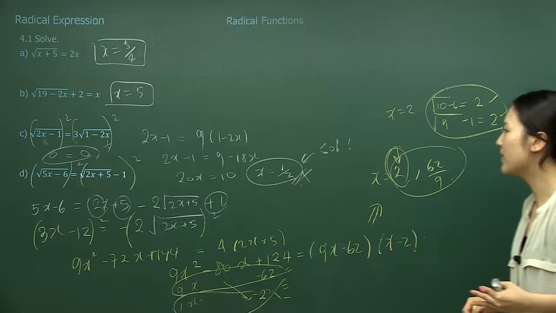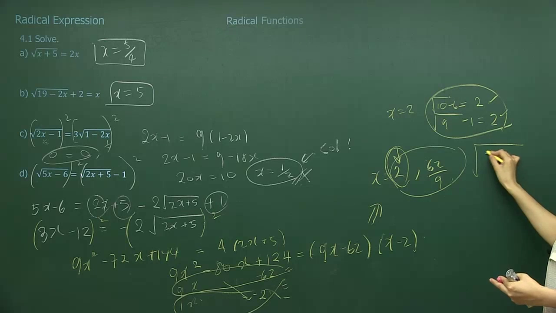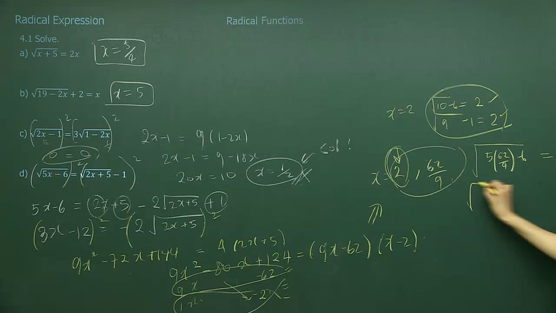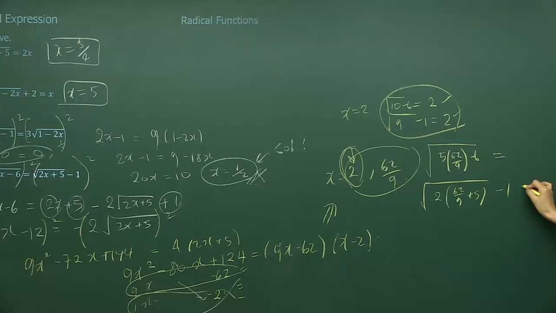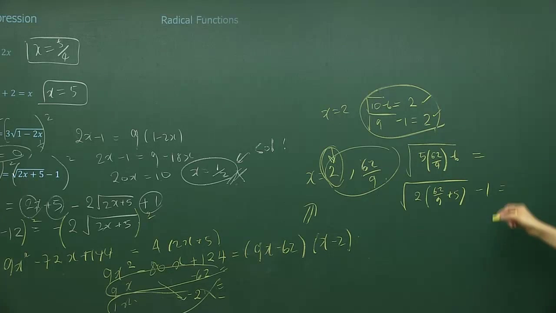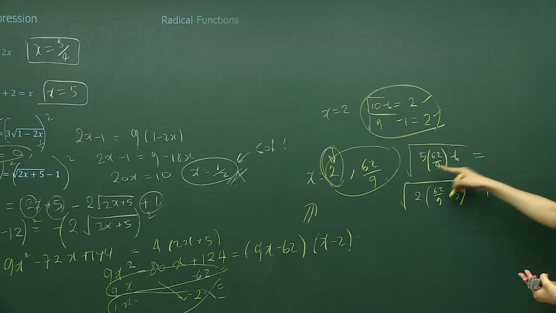And 62 over 9, which is equal to, 5 times 62 over 9 minus 6. What is that equal to? And then square root of 2 times 62 over 9 plus 5 minus 1. Well, just check it quickly. And then, if the values do match, then it is the right solution. If not, then it is not. And, I don't think it is. Anyways, so let's, I'll try.